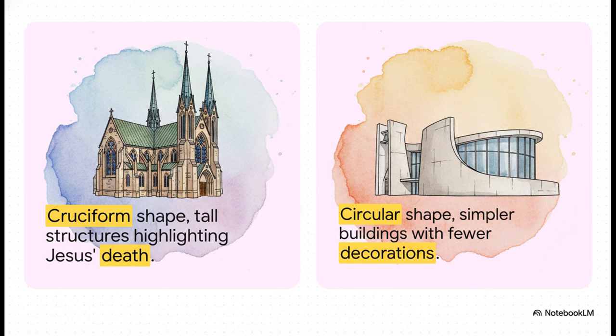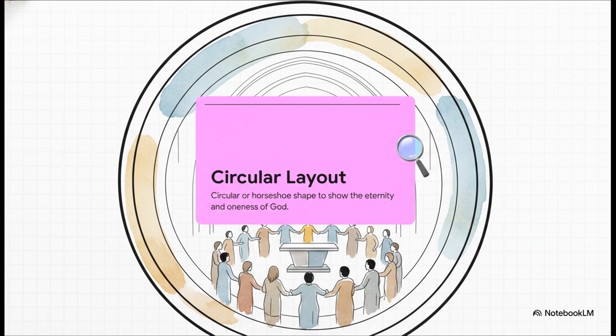But modern churches lean heavily into circular or horseshoe shapes. The buildings are significantly simpler, with way fewer decorations. It's really less about overwhelming the senses with grandeur, and much more about creating a focused, shared environment. A circular layout or horseshoe design isn't just an architectural fad either. It's an unending shape specifically designed to show the eternity and oneness of God. Think of it like sitting around a campfire instead of sitting in a formal lecture hall. This modern shape physically wraps the community together. It emphasizes the church as a gathered family, looking at each other around an altar.